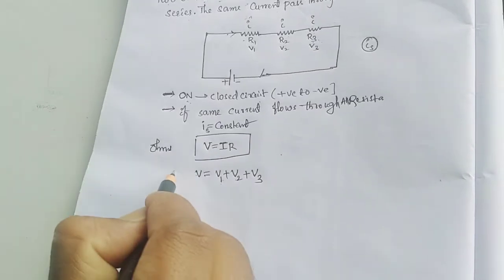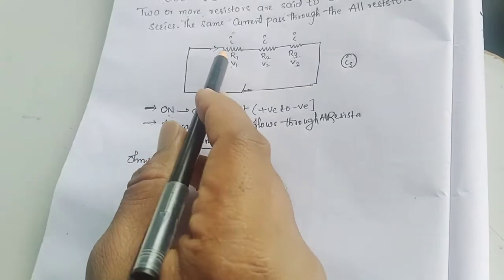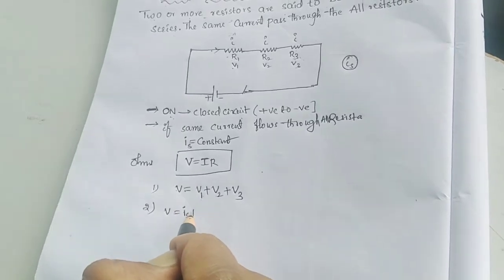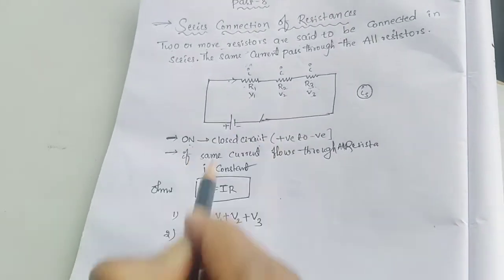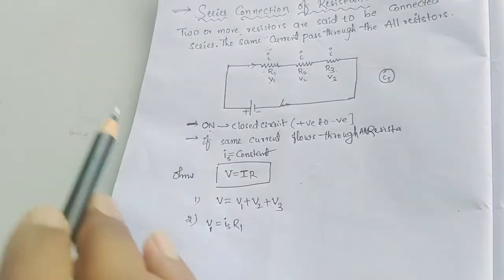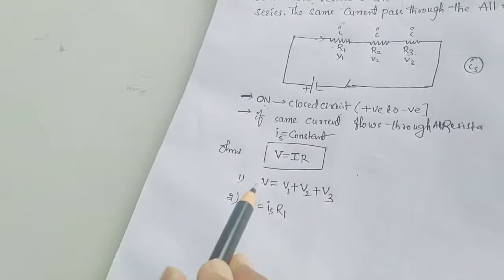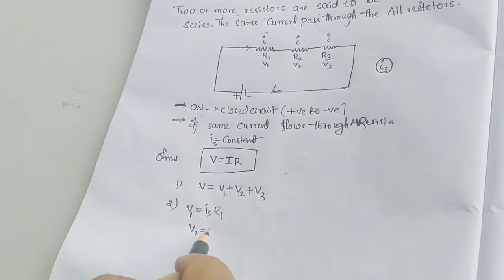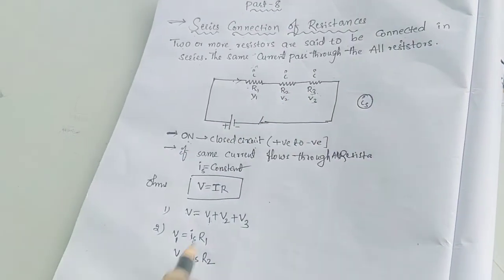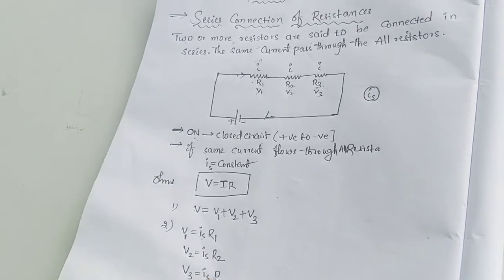This is equation 1. From Ohm's law, we apply it to the first resistor. So V1 is equal to Is into R1. The current is the same in series resistors, so here the current is stable. Another one: V2 is equal to Is R2, for the second resistor. And for the third resistor, V3 is equal to Is into R3.